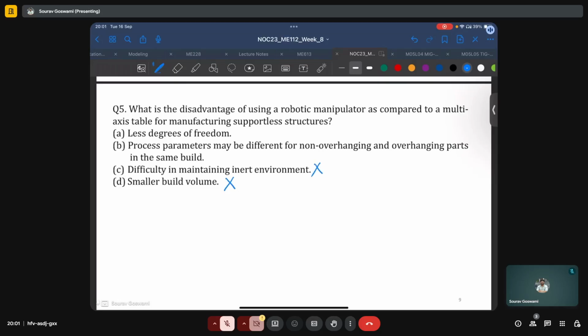The process parameters may be different for non-overhanging and overhanging parts in the same build. This is correct because, as we saw, there may be certain regions of a part where the deposition may take the form of overhead welding, in which case the process parameters can be very different from just a regular weld. Whereas in the case of a multi-axis table, the deposition head will always be perpendicular, or if you want to deposit at a tilt, it will always be at a specified angle to the pre-deposited layers, and so the process parameters will always be the same.